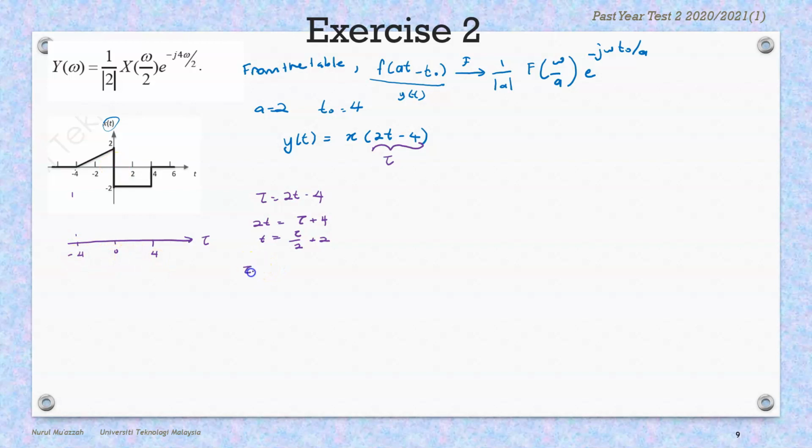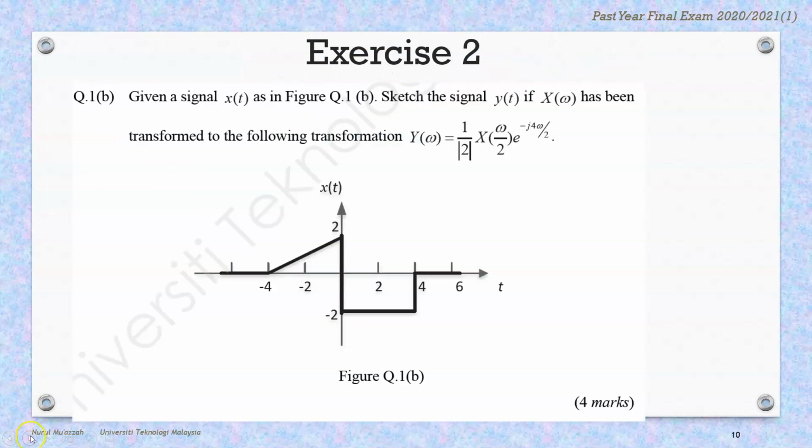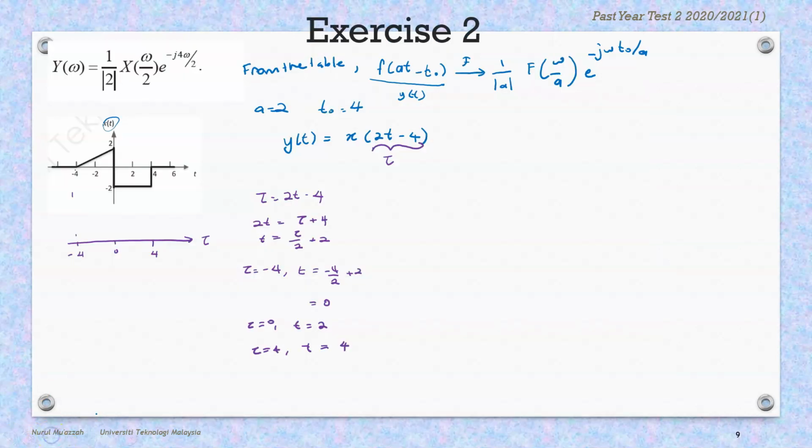So when tau is equal to negative 4, t is negative 4 divided by 2 plus 2. So negative 2 plus 2 is 0. Tau equal to 0, t equal to 2. Tau equal to 4, t will equal 4 divided by 2 plus 2, which is 4. So for the new matching times involved here, when tau is negative 4, t is equal to 0. When tau is equal to 0, t is equal to 2. When tau is equal to 4, t is equal to 4 as well.